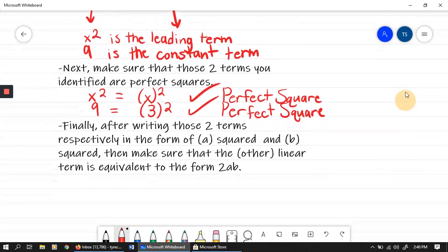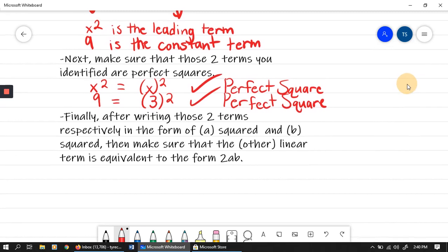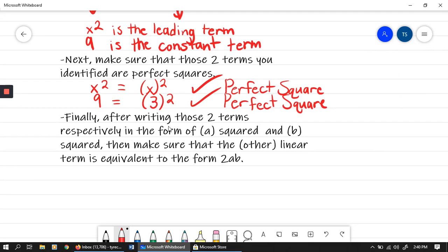The last thing that we want to make sure that we do is, after we've written those two terms in the form of something squared and something squared, we want to make sure that the other term, the linear term, which in standard form is the term in the middle, is equivalent to the form of 2ab, that is, 2 times a times b. Okay.